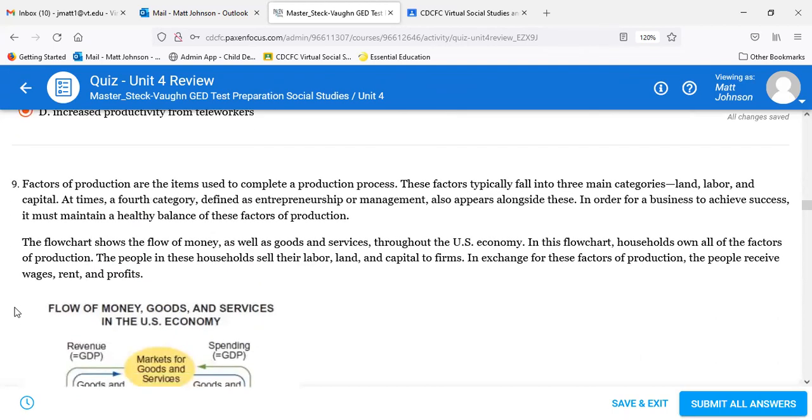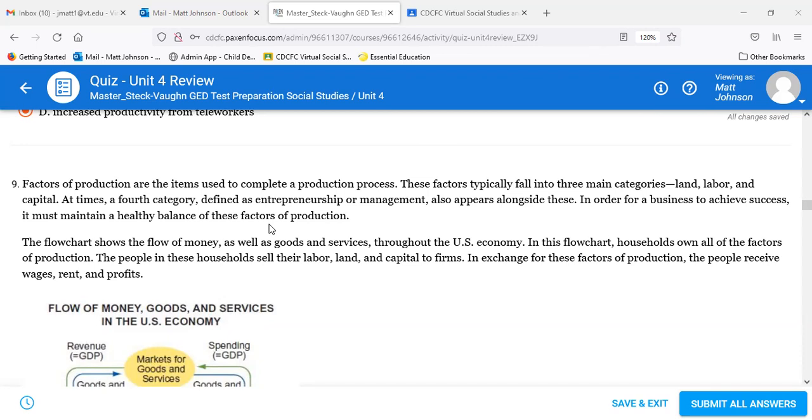Let's see. I'll go ahead and read our passage here. So number 9 says factors of production are the items used to complete a production process. These factors typically fall into 3 main categories: land, labor, and capital. At times, a 4th category defined as entrepreneurship or management also appears alongside these. In order for a business to achieve success, it must maintain a healthy balance of these factors of production.